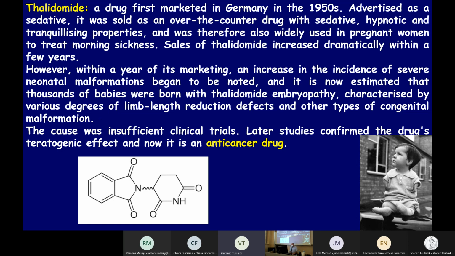After that, this compound is now used as an anti-cancer drug, because it is able to interact with the DNA and to block the replication of cancer cells. So, from the past, we have a lesson. From the past, we had a lot of severe side effects, and now we use this compound as anti-cancer. This compound is able to cross the placental barrier.